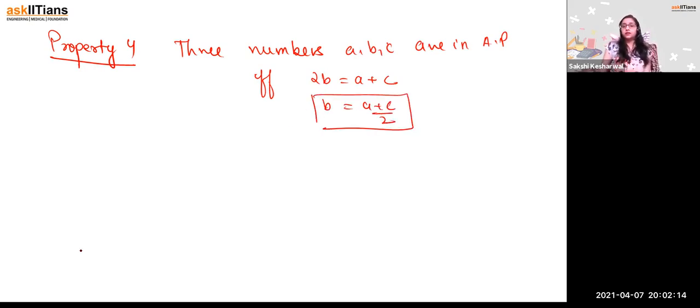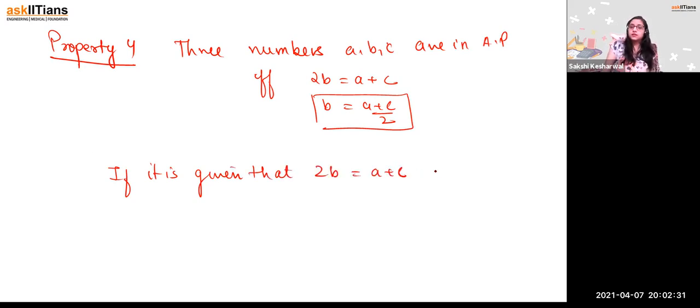Anytime anything is written like this, if and only if means what? If it is given that 2B is equals to A plus C, this implies that A, B, C are in AP. You have to go with the converse. If you have three numbers and you take the mean of the first and last, it's going to be B, the middlemost number. And if it's written like 2B is equals to A plus C, then we say that A, B, C are in AP. How do we say that?